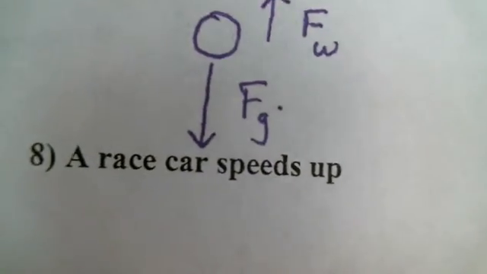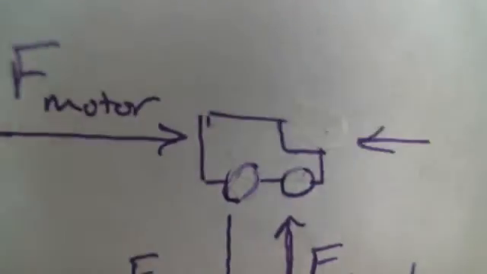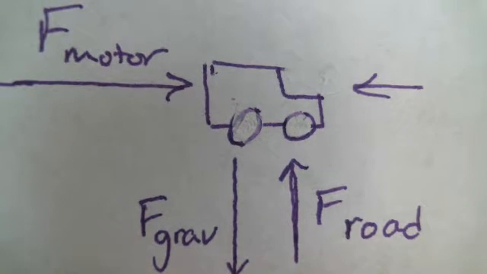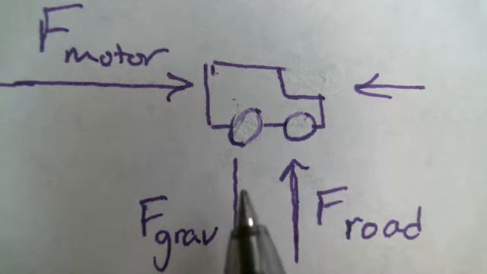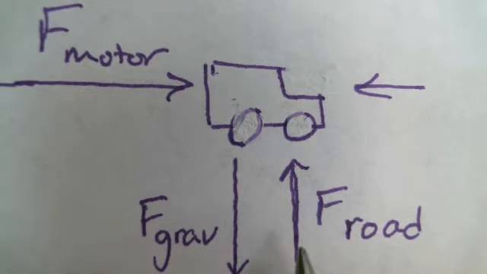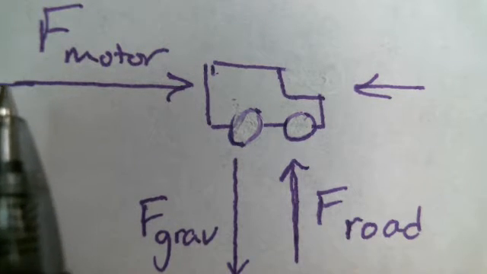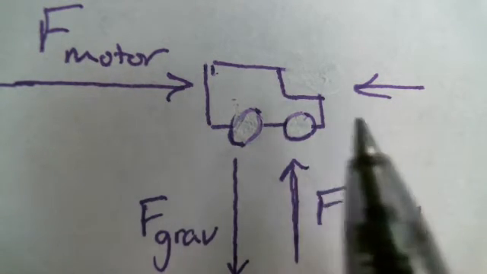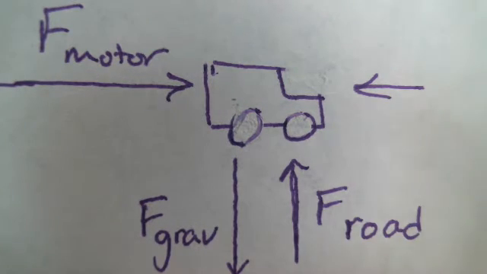Number 8, a race car speeds up. So there are going to be 4 forces acting on this. We have the force of the road and force of gravity, just like before. Equal-sized arrows, but opposite directions. We have the force of the motor, which is pushing really hard forward, and then the force of air friction, once again, pushing backwards. Since this car is speeding up going forward, that must mean that the force of the motor is much bigger than the force of the air friction. So we have a net force going ahead, giving it an acceleration.